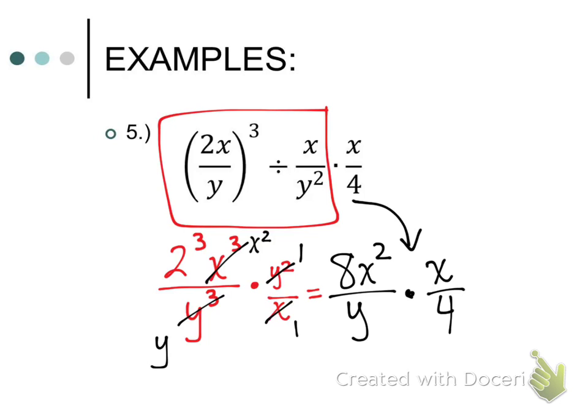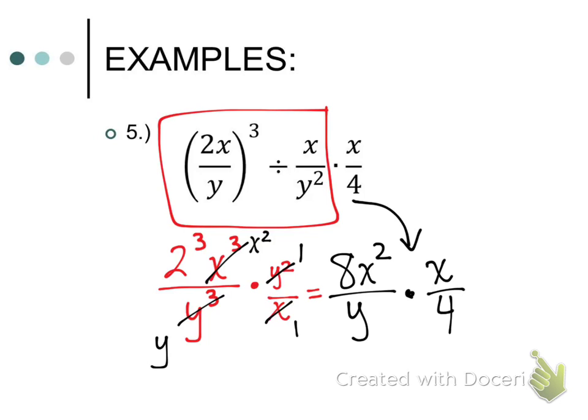Leave it because it was already what type of problem? Multiplication. If it's already multiplication, we don't have to worry about changing anything. It's only when we change division into multiplication that we flip our second fraction.